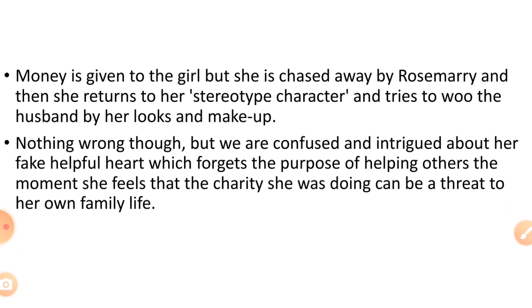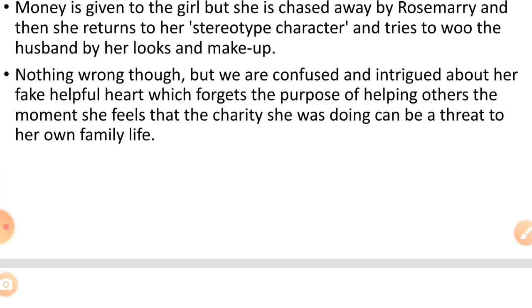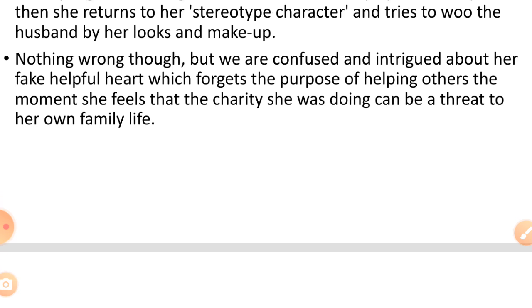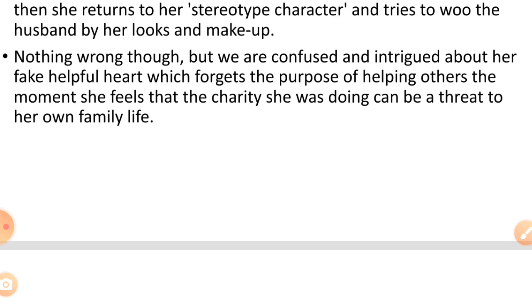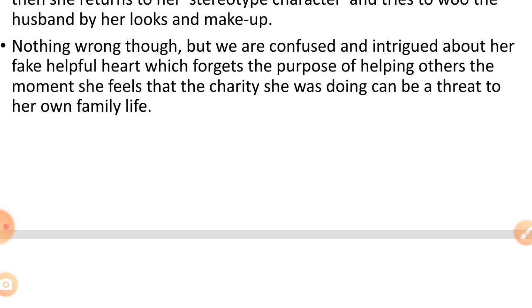Now, Rosemary tries to escape or get rid of the girl, so she hands over some money to the girl and makes her go, because she doesn't like her stay, and she shows her true love for her husband Philip. She makes up, she decorates herself and asks for his true love. Nothing wrong though, but we are confused and intrigued about her fake helpful heart, which forgets the purpose of helping others the moment she feels that the charity she was doing can be a threat to her own family life.